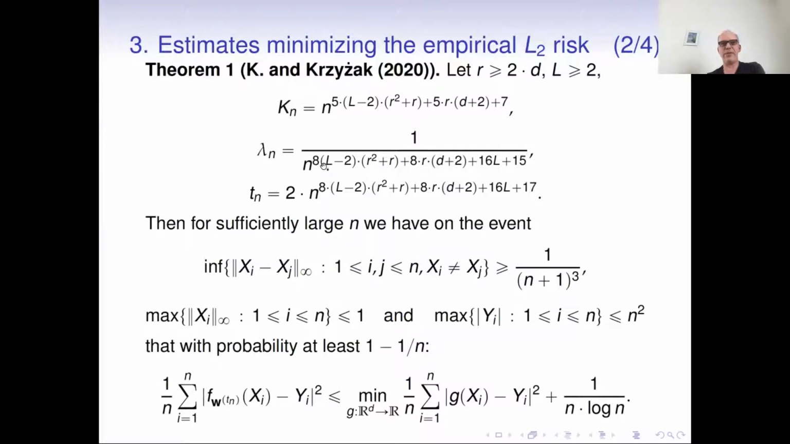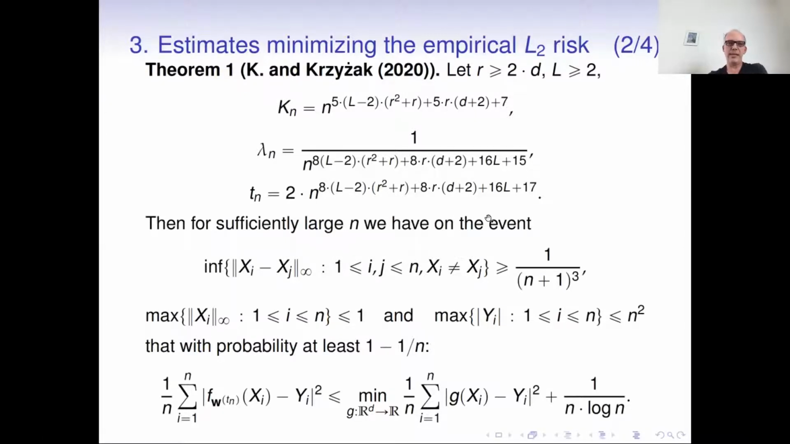Then the step size is very small, 1 divided by a very large polynomial, so L again could be equal to 2, but it still will be 1 over n with exponent 8 times R times (d plus 1) plus 16L plus 15. And R is again at least 2d, so this is huge. Then Tn is extremely large, in that basically lambda n times Tn is approximately n squared. So there's a relation between Tn and lambda n. So it's a little bit more than 1 over lambda n, maybe n squared more than 1 over lambda n.